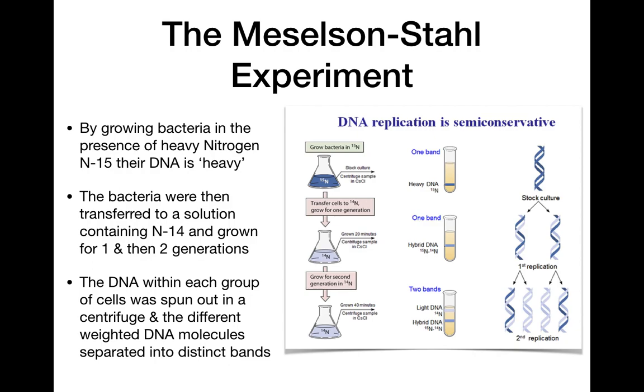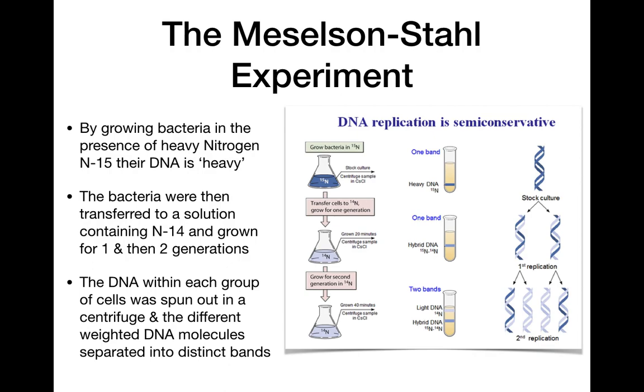Each group of cells, they spun out in a centrifuge, so they're using the density of the material to separate them by spinning them very quickly. The different weight molecules will separate into very distinct bands. So if we look at this diagram here, at the beginning we had only heavy DNA, so it's a single band. All the DNA is separated, and it's one thing. That's the parent. Heavy DNA, nitrogen 15. One extra neutron makes a difference in mass.